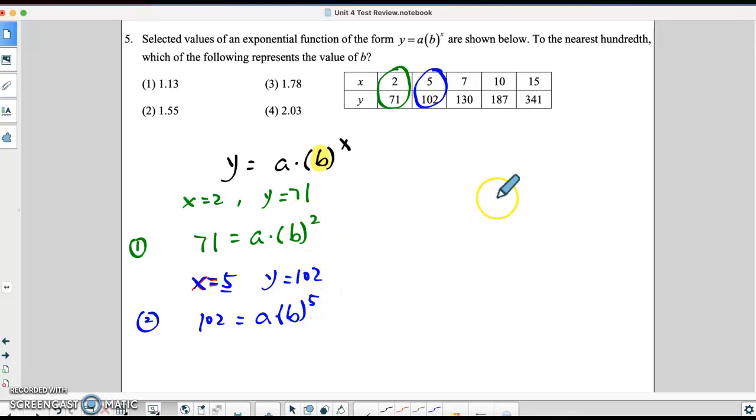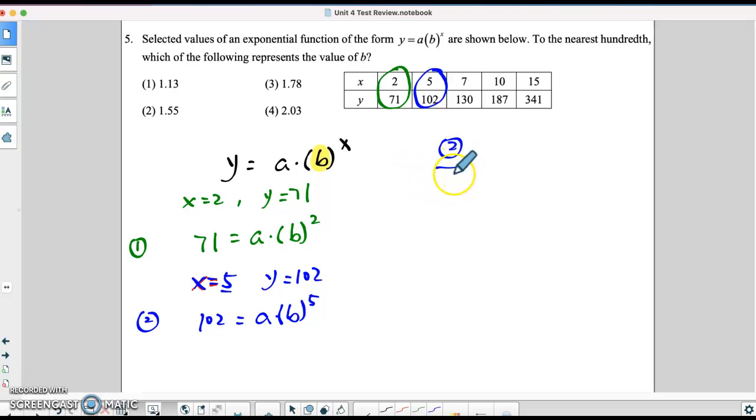In this case, we don't even need to know a. We just need b. Okay, so this is what we're going to do. We need to cancel one of the variables. We have two unknowns, which are a and b, so we need to cancel out one. How? We can combine those two equations by doing the division.